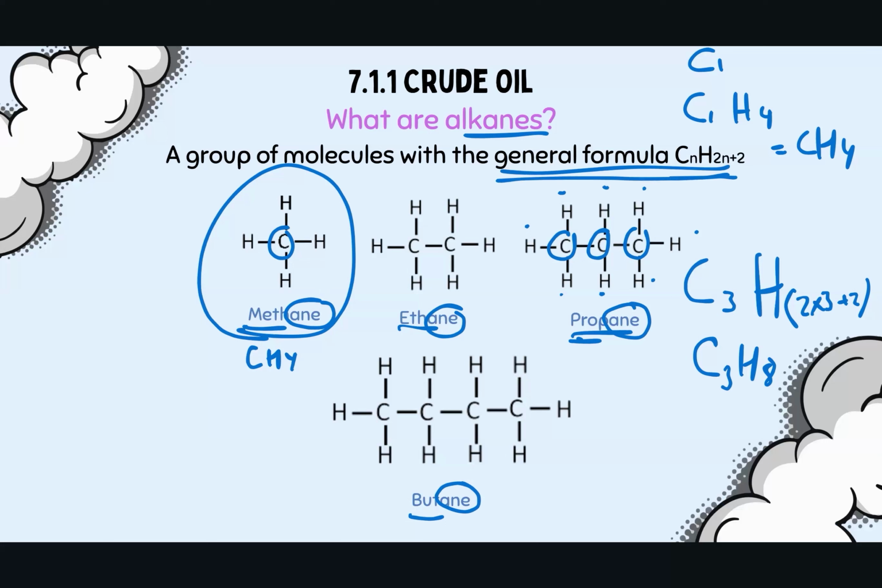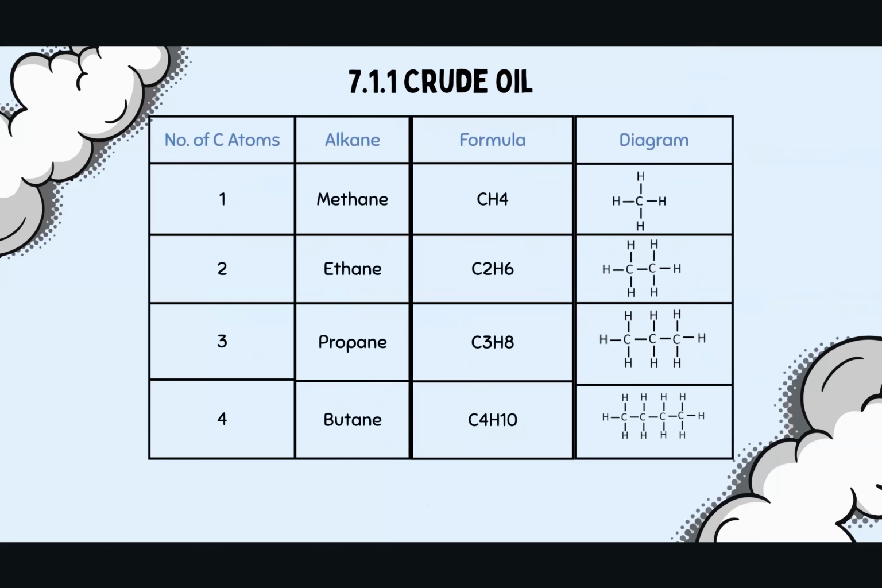So how do we know something is an alkane? It follows that general formula, CnH2n+2. Or you could say alkanes always have, in terms of the number of hydrogens, twice the number of carbons plus 2. So we have methane, which is CH4, ethane, which is C2H6, propane, which is C3H8, and butane, which is C4H10.